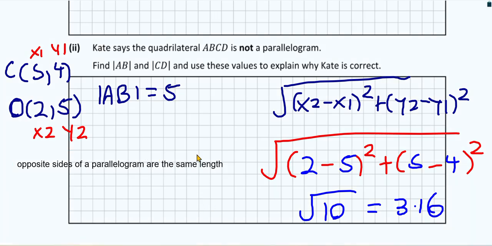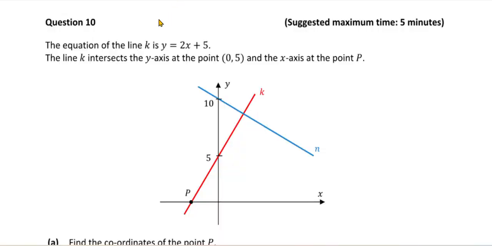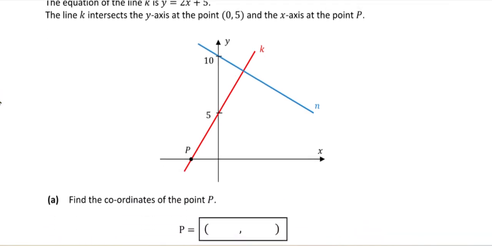Any questions? Here we go. Now, the equation of the line k is y equals 2x plus 5. The line k intersects the y-axis at the point (0, 5) and the x-axis at the point P. Find the coordinates of P. Alright, now here we go.